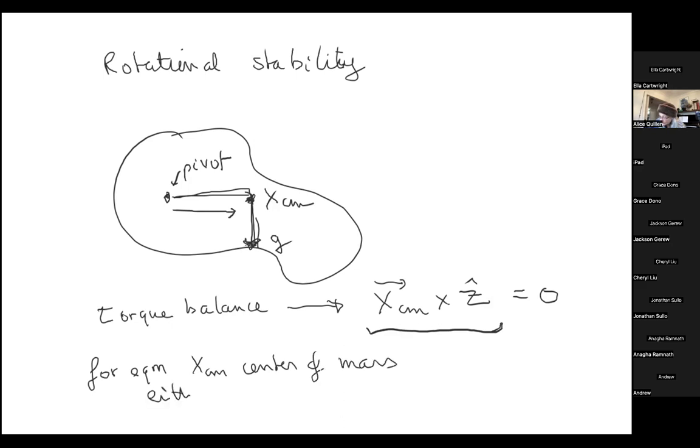either above or below the pivot. So if it's above the pivot, it's still an equilibrium point. It's like having this upside down pendulum, but it would be an unstable equilibrium point because if you nudged it, it would start to fall over. And if it's underneath, then it would be stable. So if you nudged it, it would start to oscillate like a pendulum. So that's a condition for rotational stability of something with a pivot.